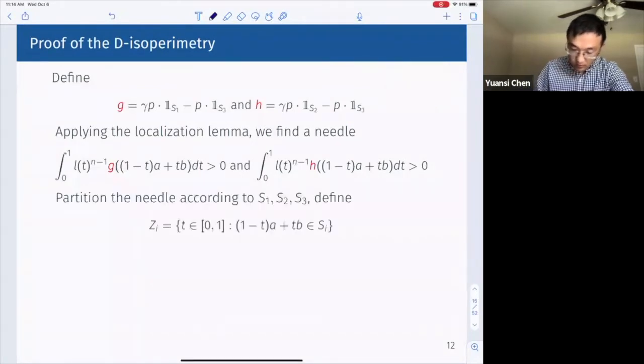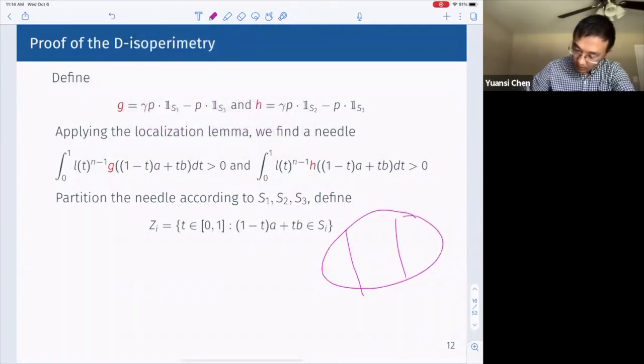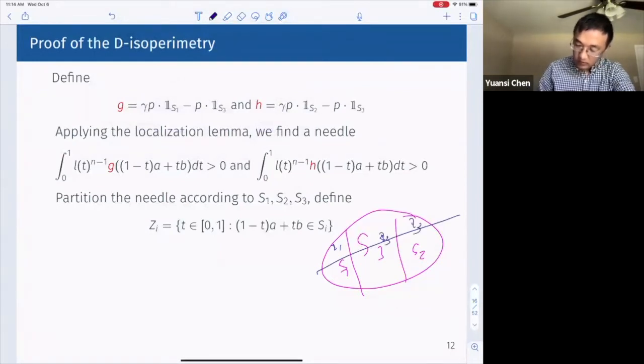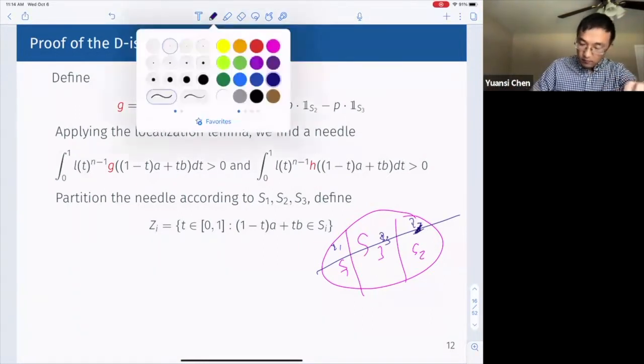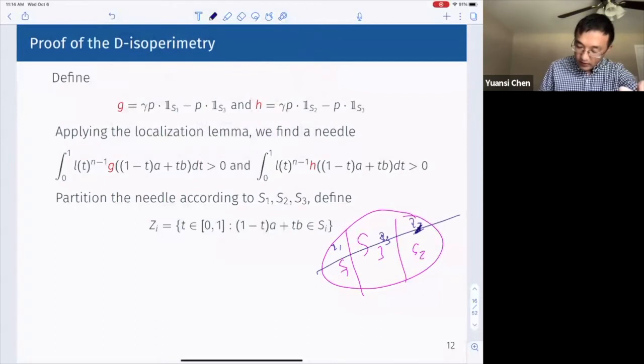So let's see. Sorry, I should probably draw it here. This way you get Z1, Z2, and Z3. Naturally, all the mass of your high-dimensional density now becomes a density on the needle, and you look at the partition Z1, Z2, and Z3.